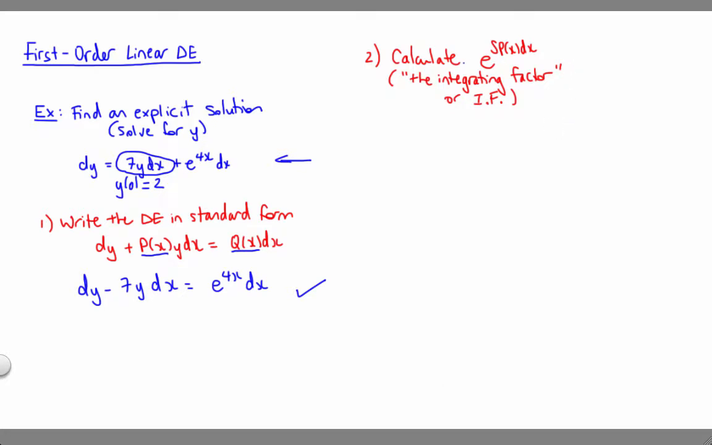Step 2, we're going to calculate e to the integral of p of x with respect to x. And this expression that we're going to calculate is called the integrating factor, or sometimes we'll just call it IF for short. It's good to give it a name because we'll be referring to it later on in the problem.